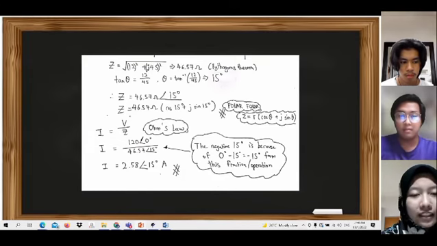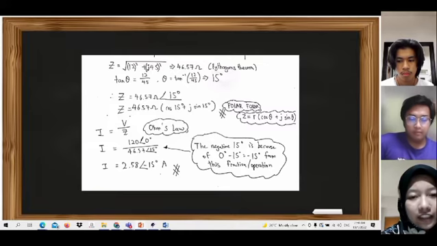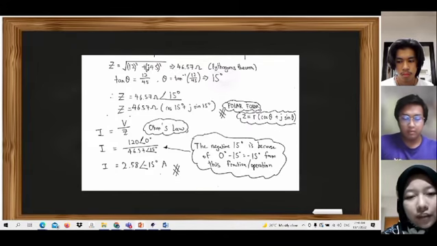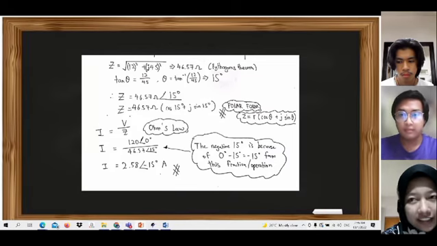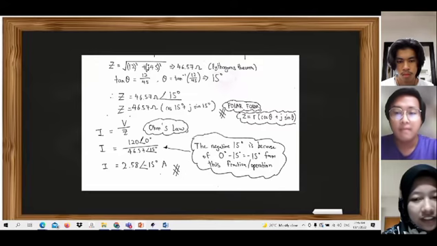120 we must divide by 46.57, and we get the final answer of 2.58. And then the angles we must subtract from each other. So 0 minus 15 degrees, so we get negative 15 degrees. So the final answer is current equal to 2.58 angle negative 15 degrees ampere.